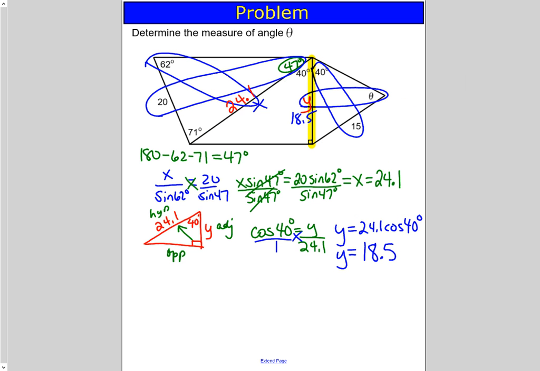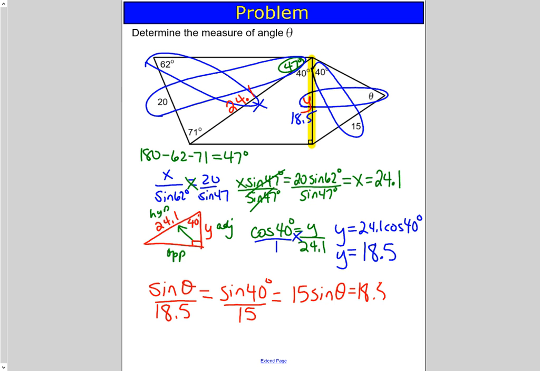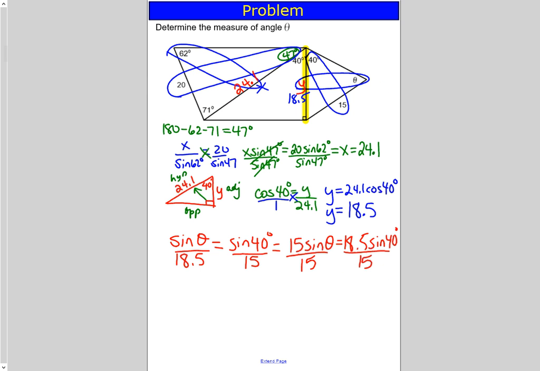I now can set up my ratio. So I'm looking for angle theta. So I'm going to say sine theta, and my opposite side I now know is 18.5, is equal to the sine of 40 over 15. We're going to cross multiply that. I'm going to get 15 sine theta is equal to 18.5 sine 40. Divide by 15. And now I have sine theta is equal to 18.5 sine 40 over 15.